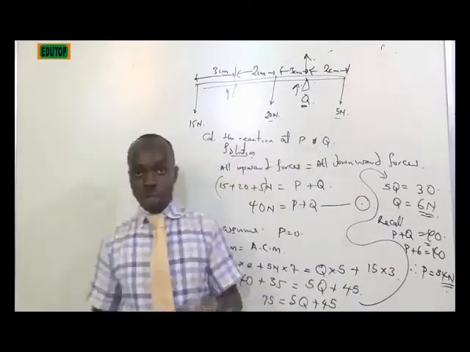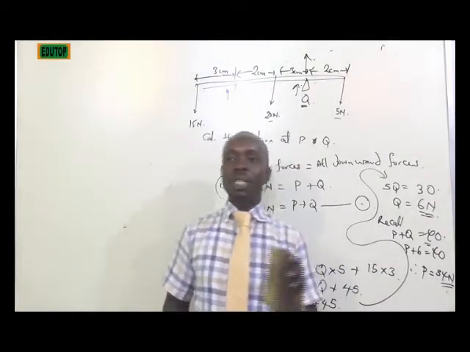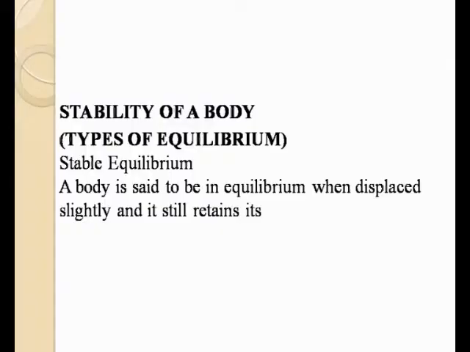Now let's proceed to the next level. We have what we call stability of a body. Now, how do we explain the stability of a body? When a body is in equilibrium, there are different categories of a body being in equilibrium. Number one, we have what we call stable equilibrium. A body can be in equilibrium and it could be stable.